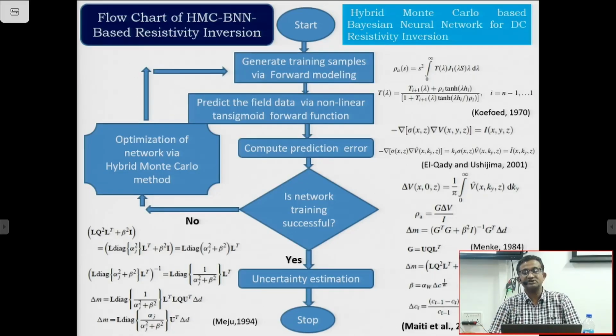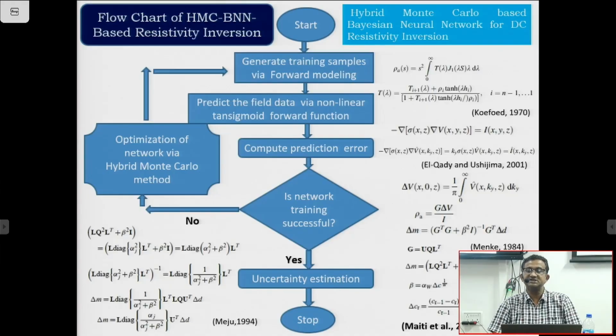Okay, so this equation is saying that if you see this top equation here, apparent resistivity rho A is a function of S. S is your spacing, the spacing between electrodes. These variables actually define that spacing between the electrodes. And this is an integral equation, and T is your transfer function, which actually contains the physics of the information of the layered earth.